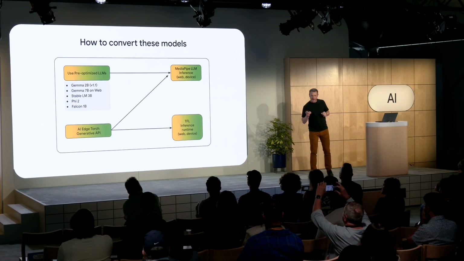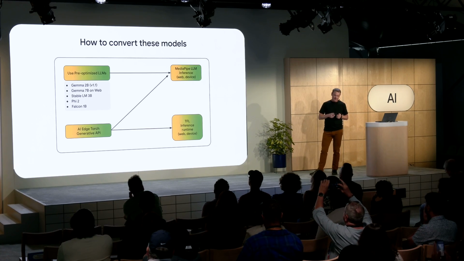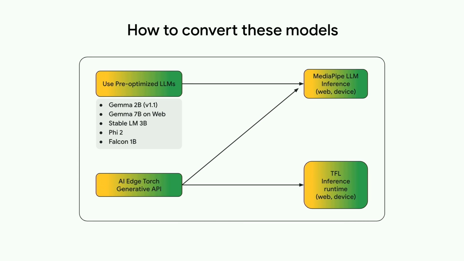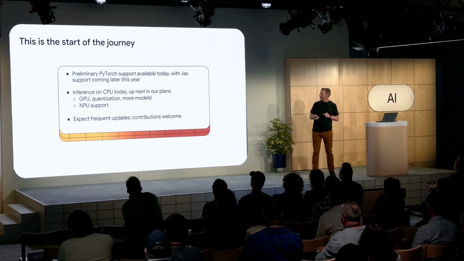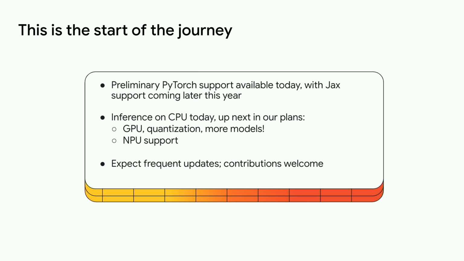Okay. Now, models created using the Torch Generative API are compatible with both our high-level MediaPipe LLM Inference API, which is easy to use in Android applications like the one you just saw. And you can also use it with our lower-level TF Lite runtime for greater control, which is the same runtime you may already be using for other models. So today, with our initial launch, we support CPU and PyTorch. And you can expect GPU quantization, NPU support coming along later this year, as well as an equivalent API for JAX.